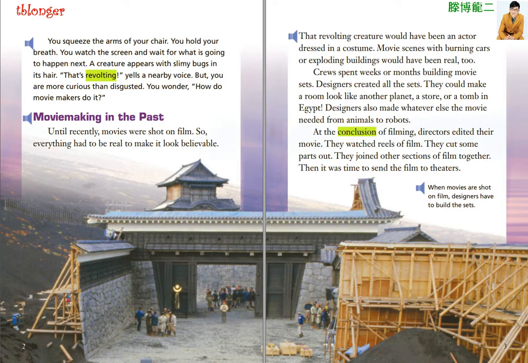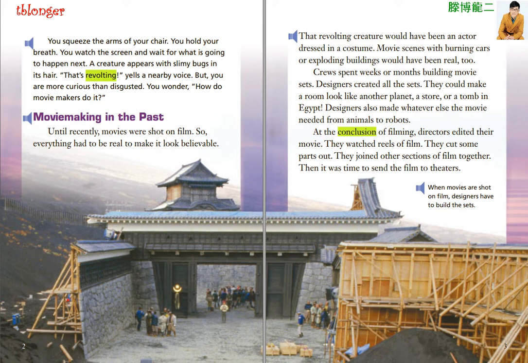You squeeze the arms of your chair. You hold your breath. You watch the screen and wait for what is going to happen next. A creature appears with slimy bugs in its hair. "That's revolting," yells a nearby voice. But you are more curious than disgusted. You wonder, how do movie makers do it?